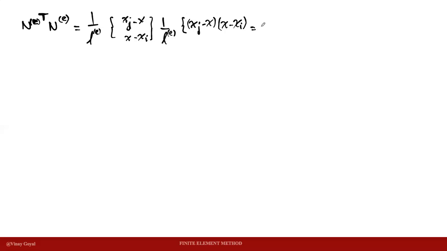That would be 1 over LE squared. And a square matrix, 2 by 2, where the first component is quadratic. Remember, this is a linear element, right? And we are now getting a component in the stiffness matrix whose terms are not linear, they are quadratic.